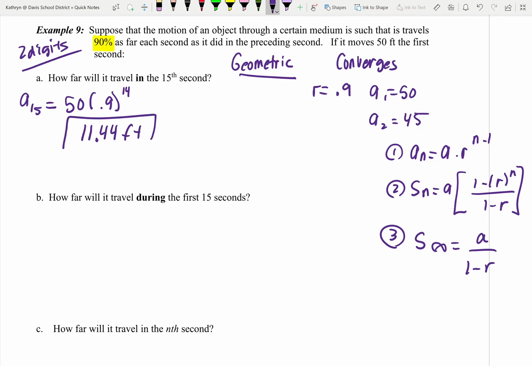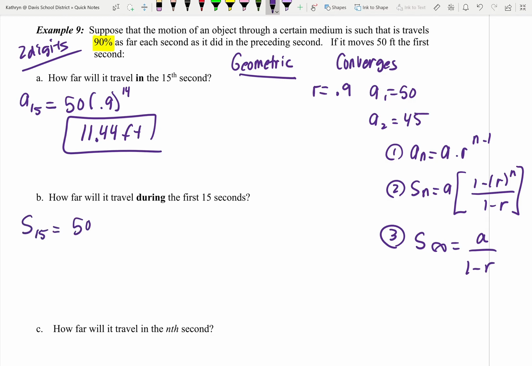Good. Okay, let's read the second one. How far will it travel during the first 15 seconds? You tell me which equation. 2. Why not 3? Because it's 15. They gave us an ending point, right? So this is the sum of the first 15 seconds.